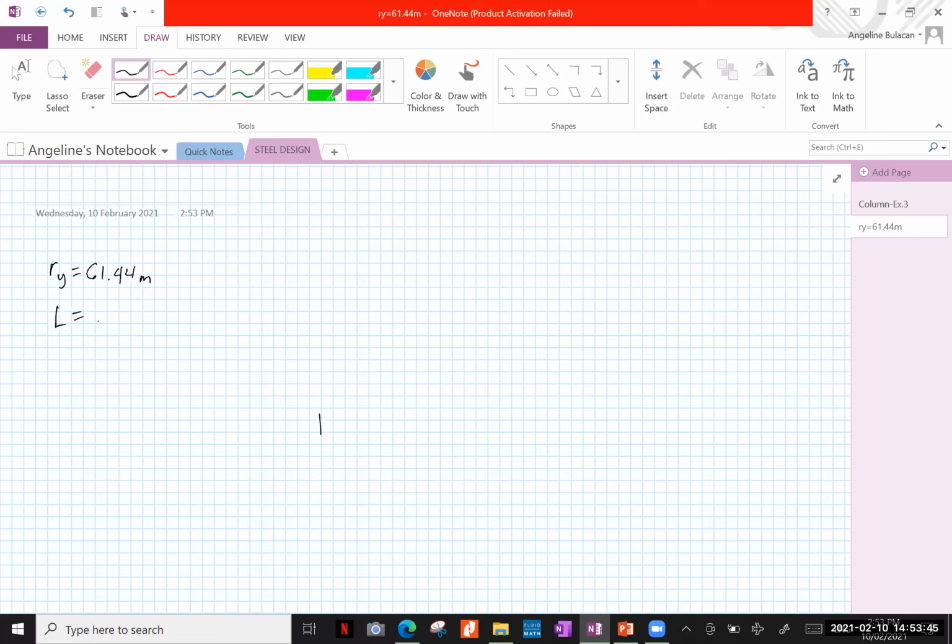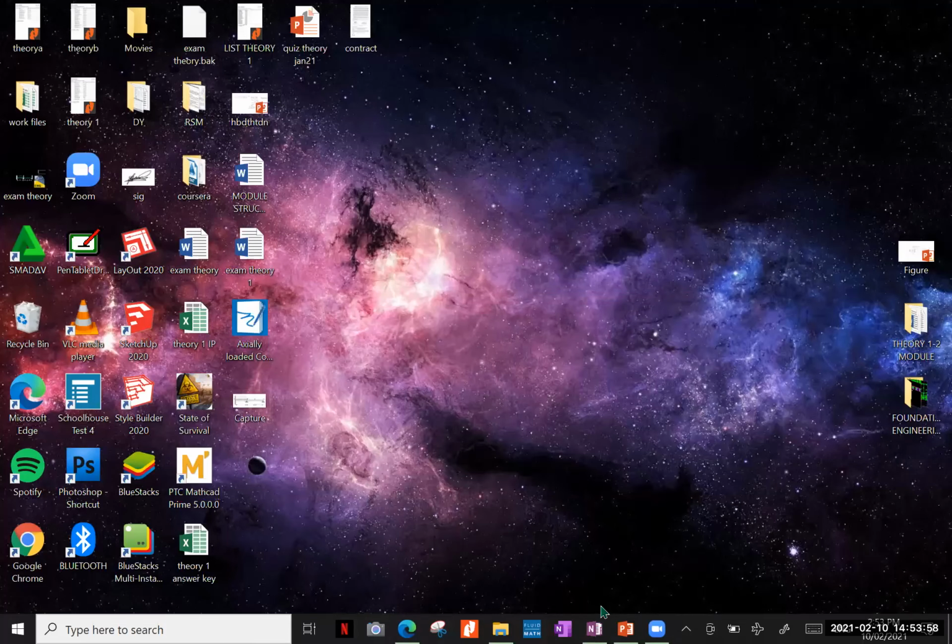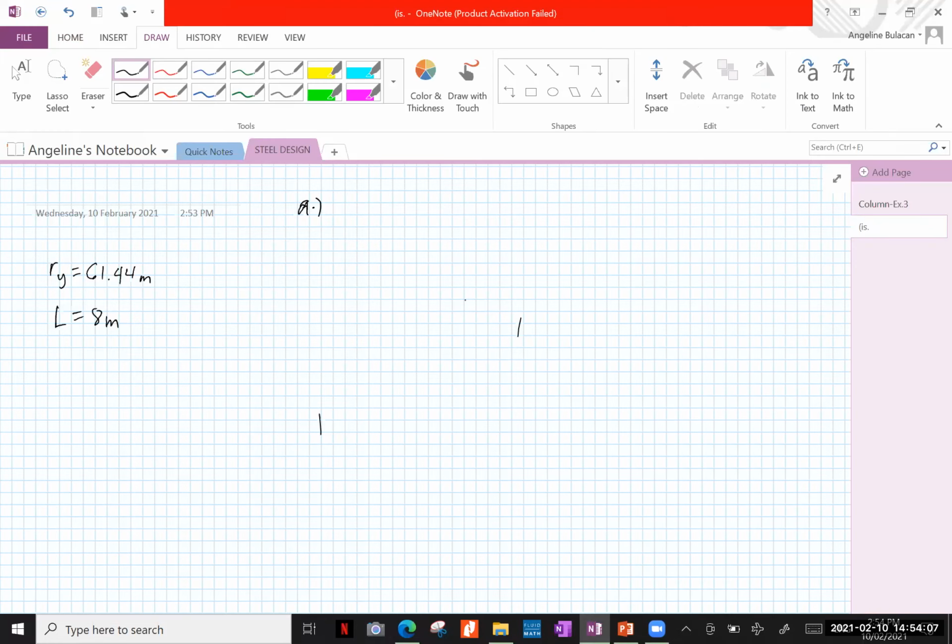Length is equal to 8 meters. Then, question number 1. Check ko lang. Column ends are fixed. Column ends are fixed yung tanong. So, A, di ba pag fixed K is equal to 0.5.